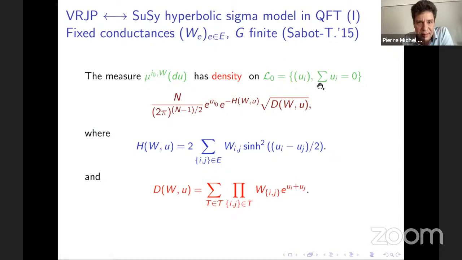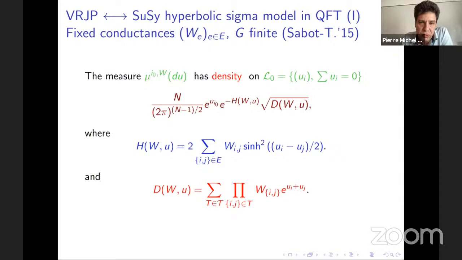So in summary, you obtain that the limiting measure u should have density n over square root of 2 pi to the power of n minus 1, multiplied by the term e to the ui0, which emphasizes the dependence on the initial site I0, multiplied by e to the minus H of Wu. Here I wrote the sum of Wij hyperbolic sine squared of (ui minus uj) over 2, but you could replace the 2 sinh squared by cosh minus 1. And I've rewritten here the principal minor. Are there any questions here? Okay, good. So this is the limiting measure.